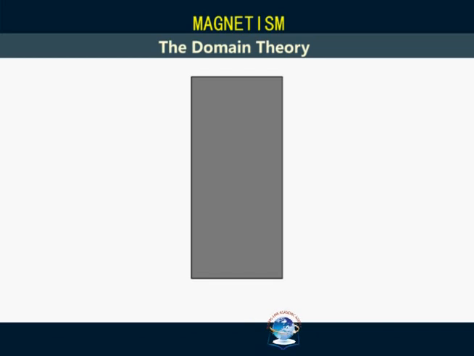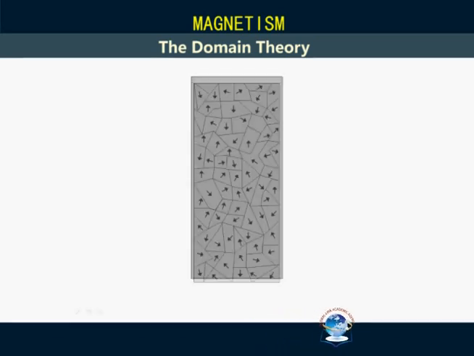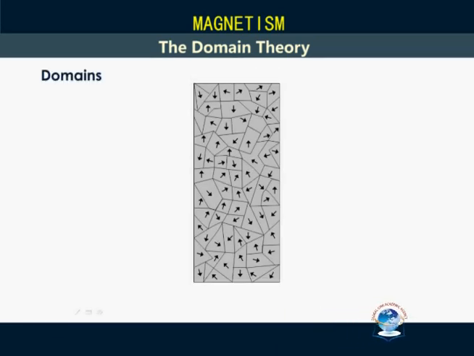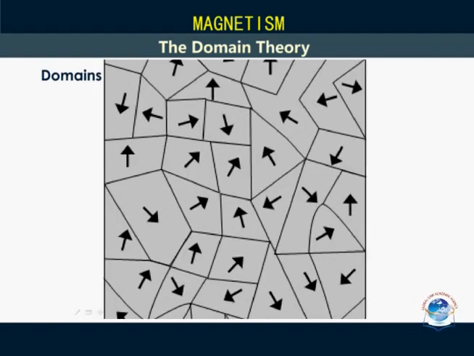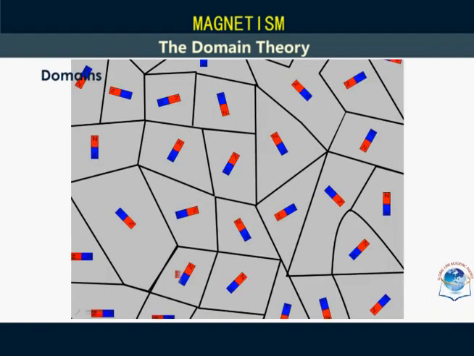In a magnetic material like iron, there are small areas called domains, and each of these domains is like a little magnet with a north and a south pole. The domains are randomly arranged and their magnetic effects cancel each other out. So there's no overall magnetism.